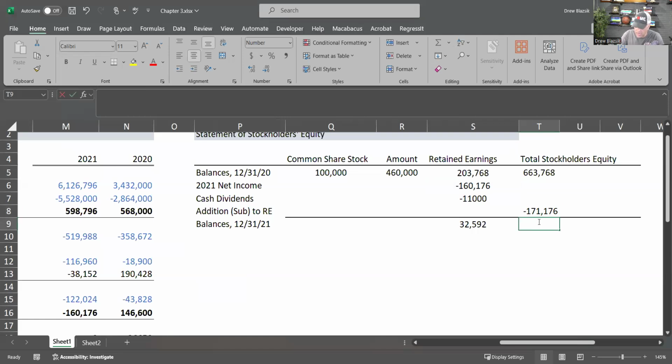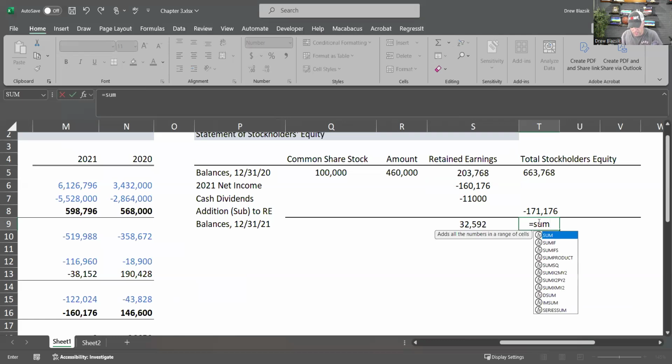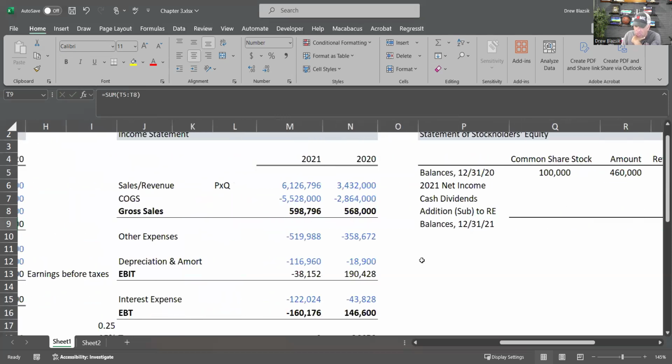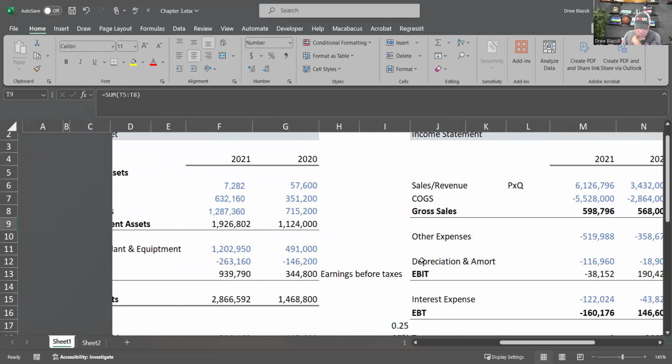And I'm going to sum up the total here. So we had a total stockholders equity of 663,000. We lost 160,000 on net income. We lost 11,000 in dividends, which is a total of 171,176. That means our total stockholders equity is 492,592.